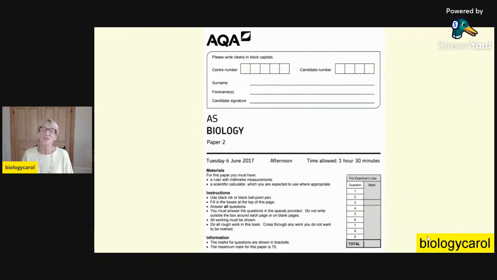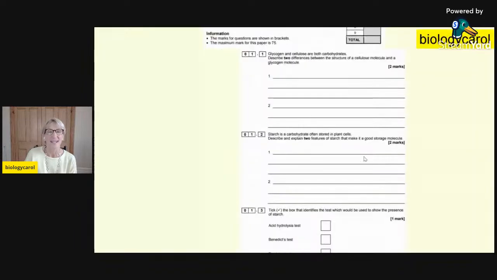So here we are, we're doing the AQA AS Paper 2 from 2017. And let's just crack on because I have a deadline for 6 o'clock to get this done by.